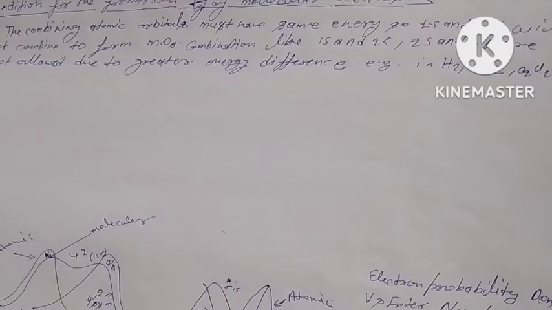The combining atomic orbitals must have the same energy. So 1s and 2s will not combine to form molecular orbitals; combinations like 1s and 2s, 2s and 2p are not allowed due to greater energy difference. Example: H2, N2, O2, Cl2, etc.